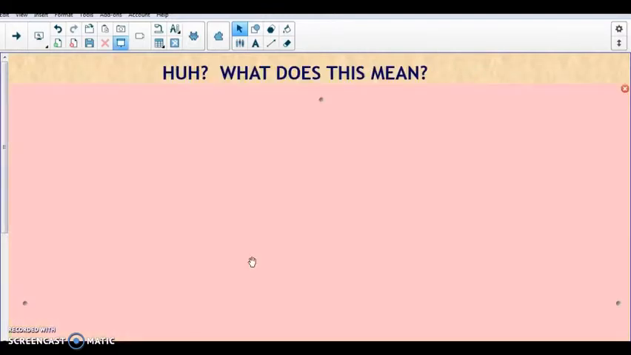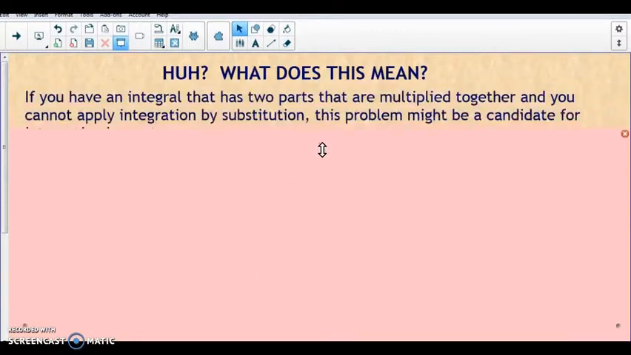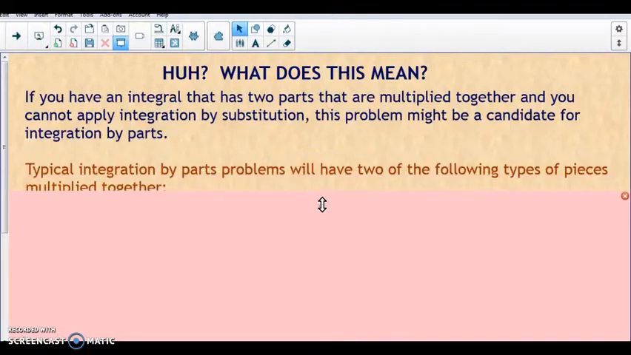Sounds totally strange, and you go, what in the world am I supposed to do with this information? So what this means is that if you have an integral that has two parts to it that are multiplied together, so that u and that dv, and you can't solve it by integration by substitution like we did yesterday, then you might be able to use integration by parts.